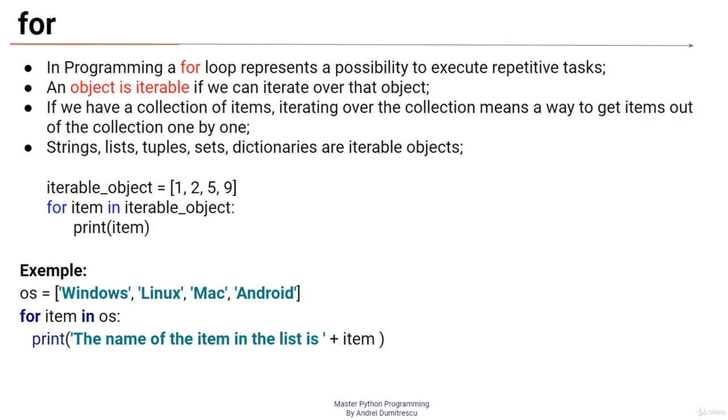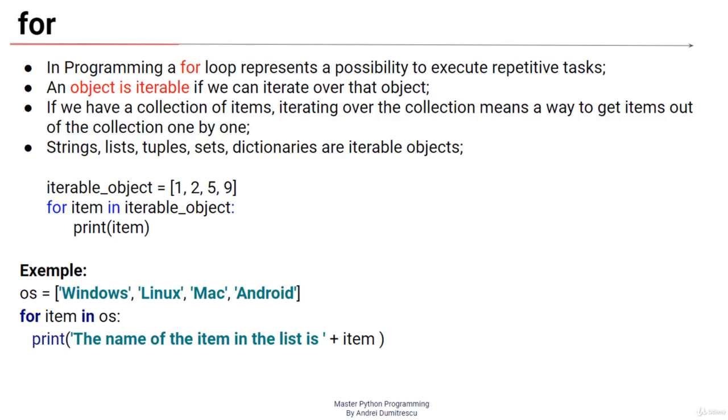In fact, it takes a range of values and assigns them one by one to a variable and executes a block of code once for each value. You'll see many times in Python documentation the term iterable. So let's see what iterable means. In Python, many objects are iterable, meaning that we can iterate over each element in that sequence.